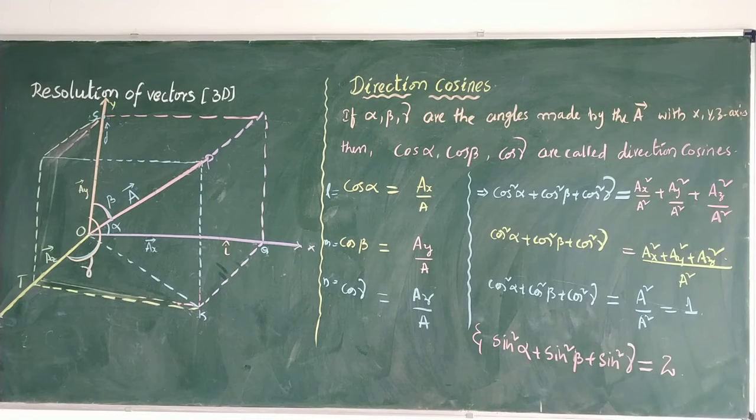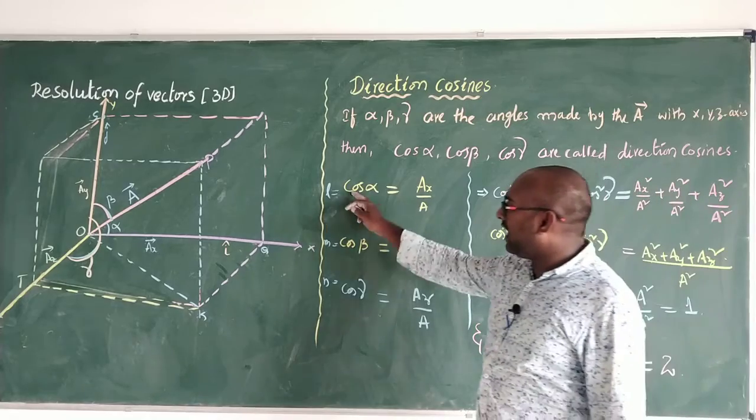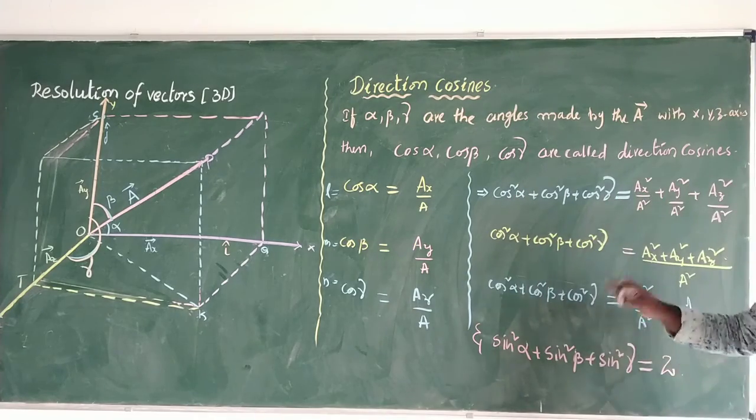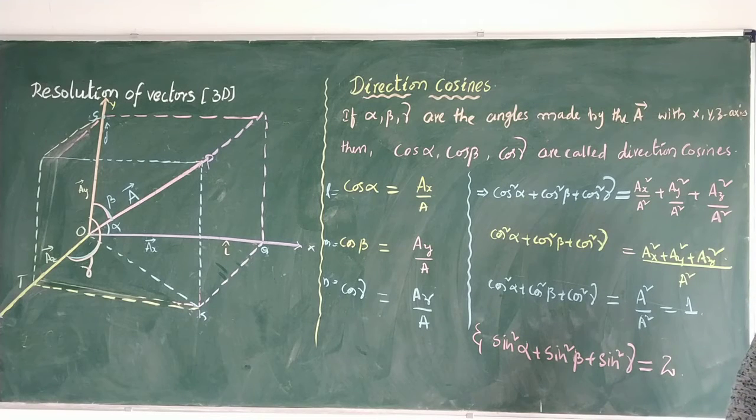Any doubt? What is the question they'll ask? If L, M, N are the direction cosines, then find the value of L square plus M square plus N square. That means cos square alpha plus cos square beta plus cos square gamma is equal to, what is the answer? 1. Right? Any doubt?